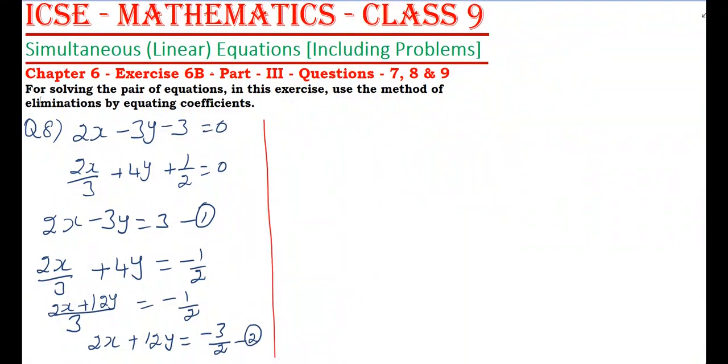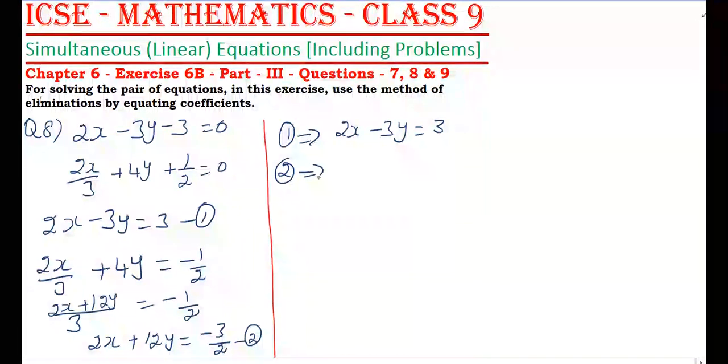Equation 1 and equation 2 have the same coefficient, it's 2x. So now we can take equation 1, it's 2x minus 3y equal to 3. And equation 2, we have 2x plus 12y equal to minus 3 by 2.